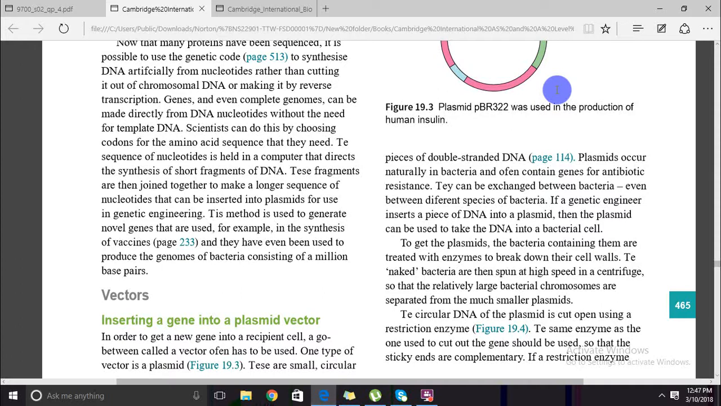So spun at high speeds in a centrifuge. Smaller plasmids, and this is another great thing about plasmids, because they are relatively smaller, can be separated from the larger bacterial chromosomes via centrifuge. If they were larger, it would not have been possible to extract them so easily.